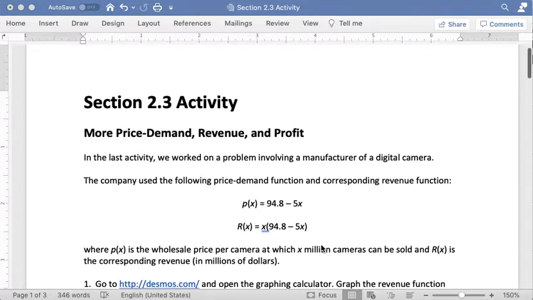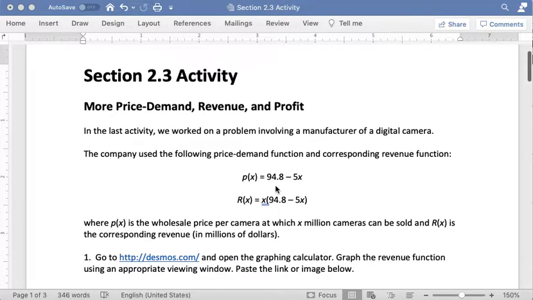So remember from the last section, we have our price demand function here. That's going to give us a function that gives price as the output or the y coordinate. And to find our revenue, we multiply price times number of products. So we're using that price demand function for the price. And then we can distribute this x in here.